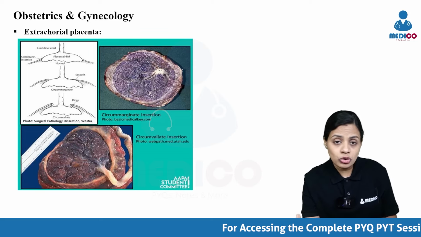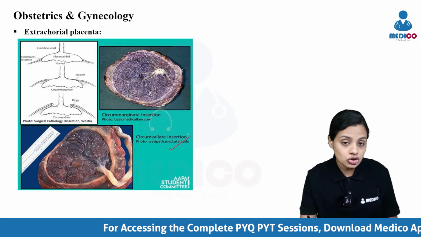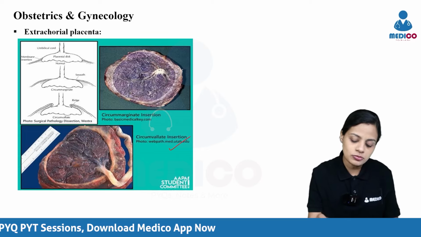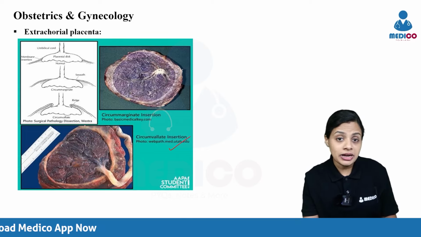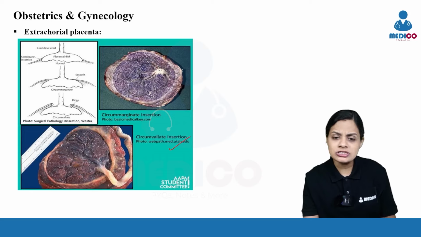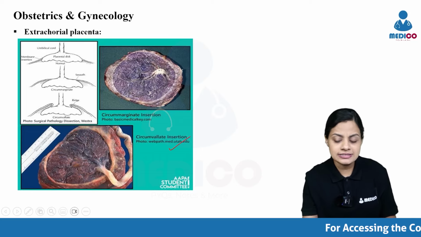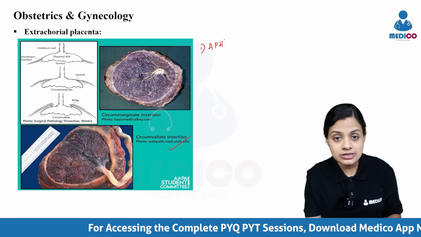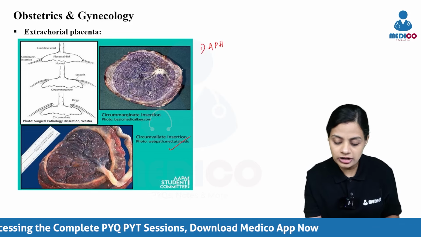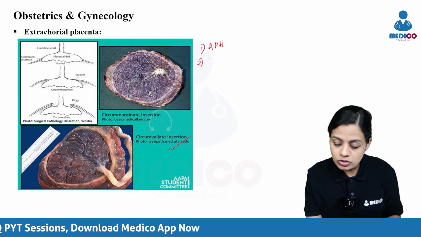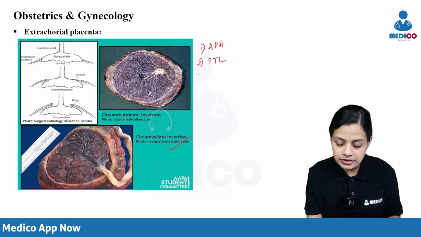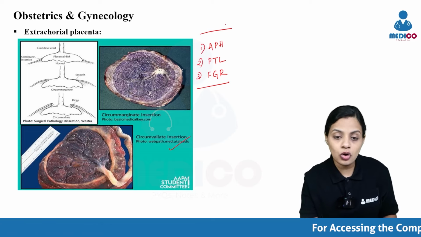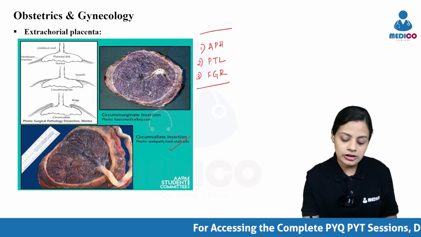The more common question is the circumvallate insertion. There is something like a valve formed here. But the question you might get is, what is the problem if the placenta is like this? Okay. The first one is antepartum hemorrhage. These are the complications of the extracorporeal placenta. You might also go on to have preterm labor and a growth restricted fetus. These are all complications of extracorporeal placentae.